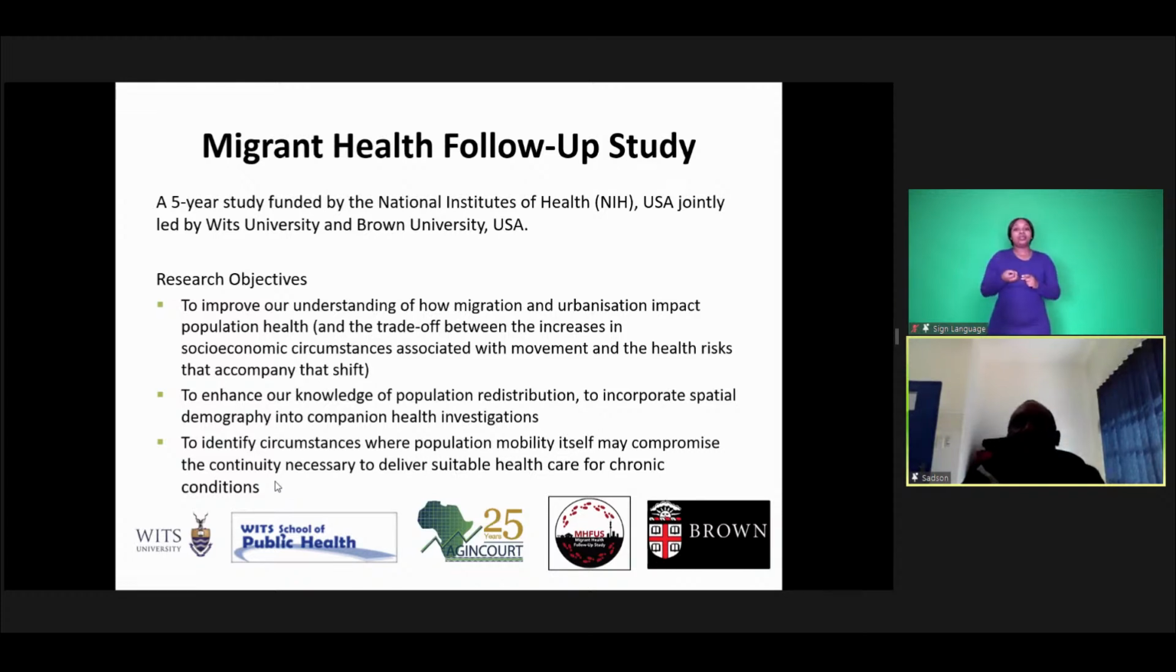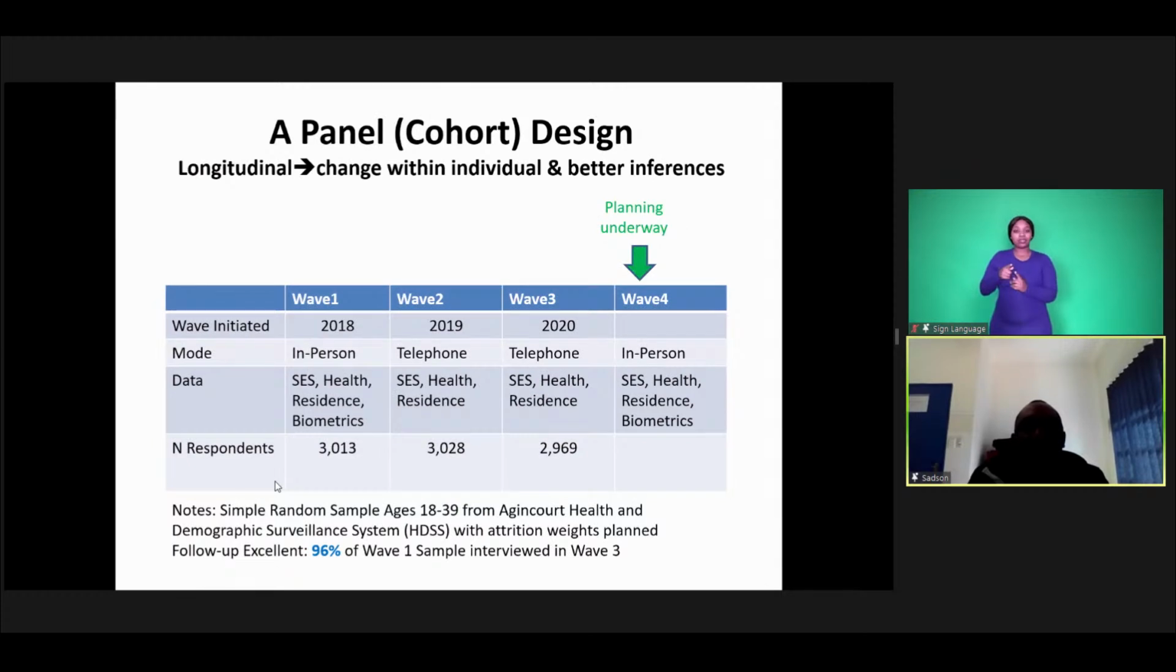And again, how internal migration and urbanization may compromise or improve care and treatment, especially for those who have migrated. Sometimes it does compromise treatment or access to health services. So the Migrant Health Follow-up Study is a panel cohort study, longitudinal in nature, that is following up individuals. This was mentioned before, I think in a previous presentation, so I won't go much into detail on this.